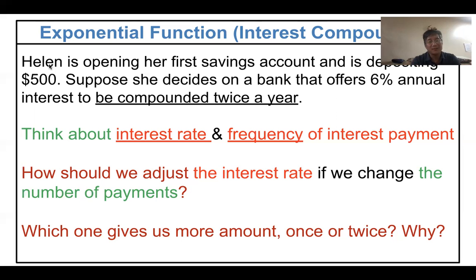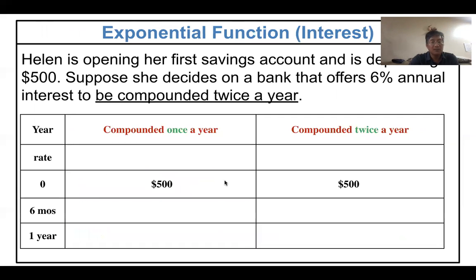Yes, 3%. Does it make sense? So 3% after 6 months, and then 3% another 6 months. Together, it'll be 6%, right? So when you get the interest twice, you divide the interest rate by 2. Make sense to you? But what happened to the frequency? You multiply the years by 2, right? That will be the frequency. So if you understand this, then you will get this now.